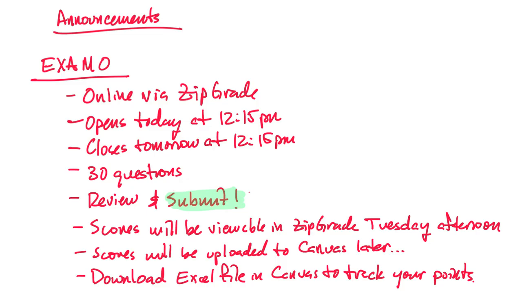The scores will be viewable in ZipGrade sometime tomorrow afternoon, so you can log in and you'll see your answer sheet scored. I have to manually move the scores from ZipGrade into Canvas, and I don't want to bore you with the details of that, but that'll be later this week or next week sometime. You should also download the Excel file that's in Canvas so that you can keep track of your points. And again, that will show you your grade in progress as you fill in those cells. Any questions on that?